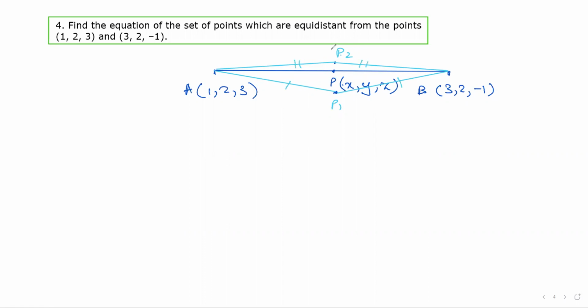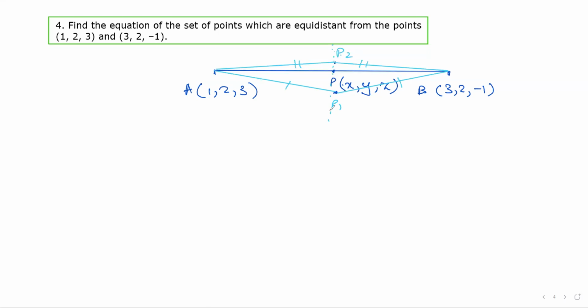So there can be infinite points lying on this line which is passing through point P and through P1 and P2. There would be infinite points, and every point lying on this line will be equidistant from A and B. So another way of saying the same thing is the locus. Locus means set of points.